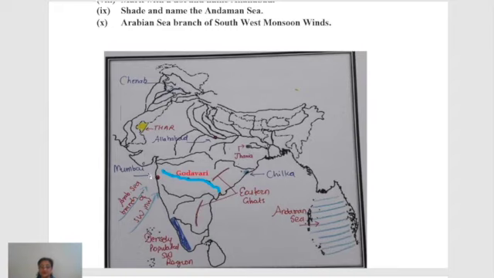Now next is Mumbai. You can see along the western coast, this is Mumbai, right? Then Arabian Sea branch of southwest monsoon. You have to draw the arrows, right? With the help of arrow you have to mark the Arabian Sea branch of southwest monsoon. You can see it's coming from southwest direction, and it is because a part of it is coming from Arabian Sea, right? That's why it is called Arabian Sea branch of southwest monsoon, right?